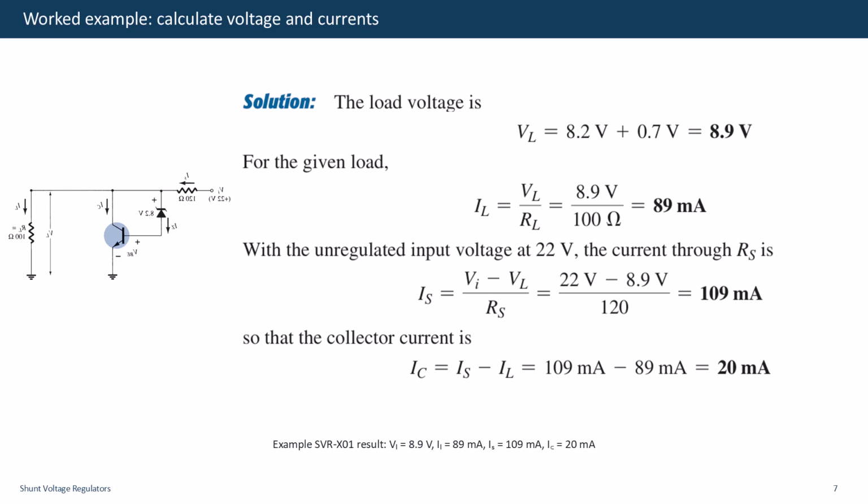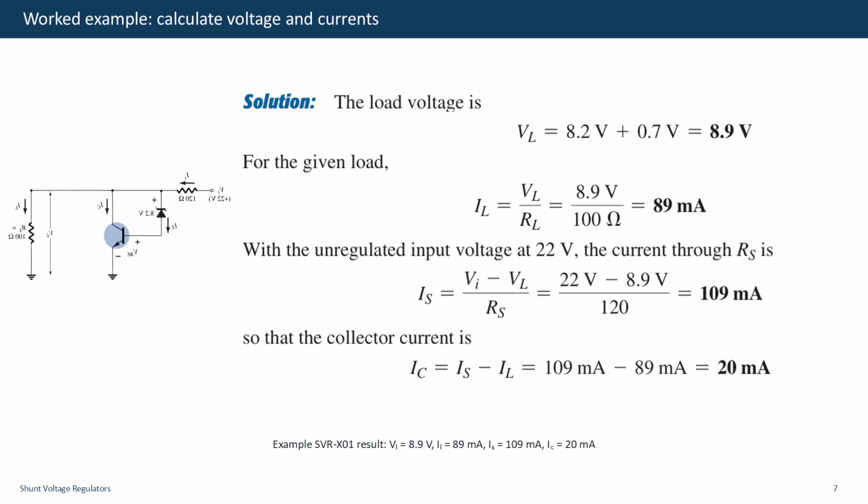It is the Zener voltage plus the base emitter voltage. 8.2 plus 0.7 giving 8.9 volts. The load current is then 8.9 volts divided by 100 ohms, which is 89 milliamperes. Next, the source current through the series resistor is the input to output voltage difference divided by 120 ohms. This gives approximately 109 milliamperes. Finally, apply Kirchhoff's current law at the output node.